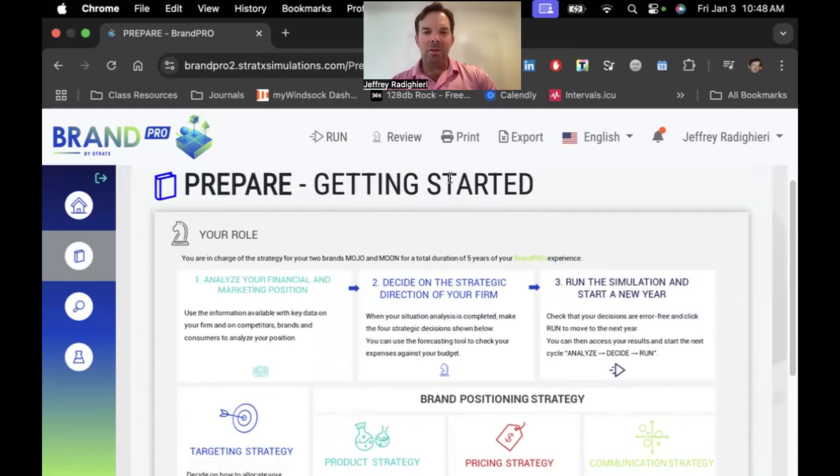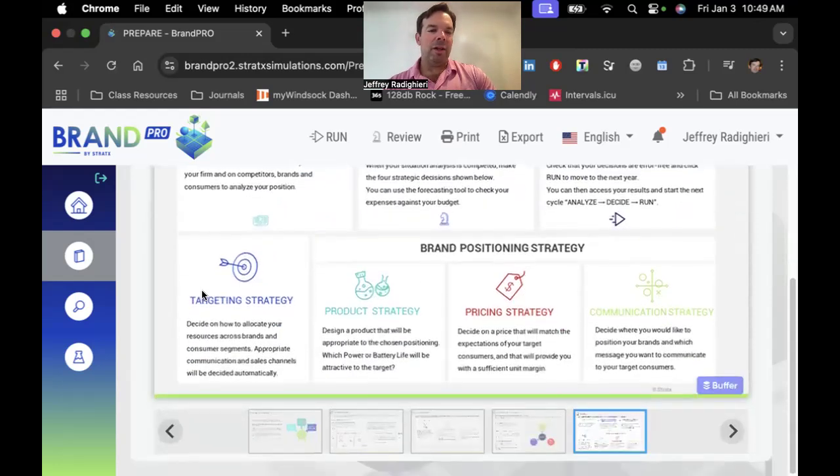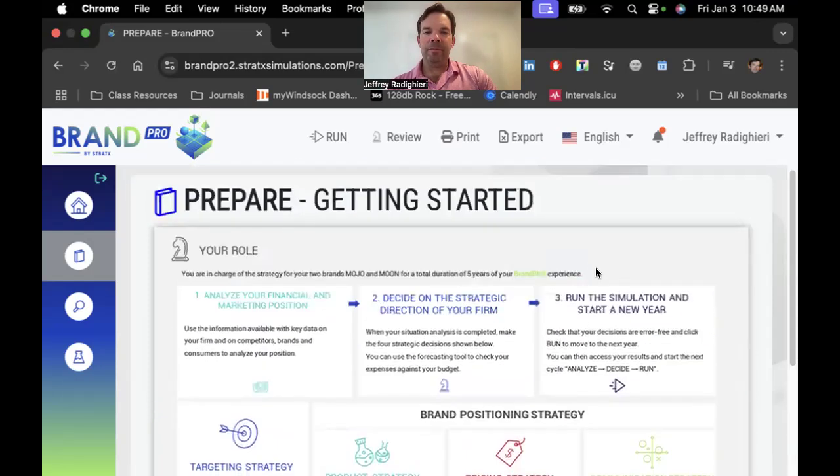It'll take the data that you inputted or the decisions that you made, and spit out new data, and then you will repeat the process in the next period. You'll be repeating that a grand total of 5 times. So again, you'll be deciding on targeting, who to sell the products to; product, what the product looks like; pricing, how to price the product; and communication, how you communicate the product to your brands. All very big functions of marketing.